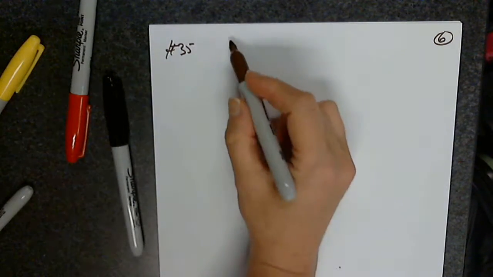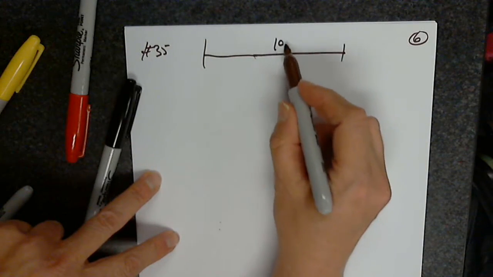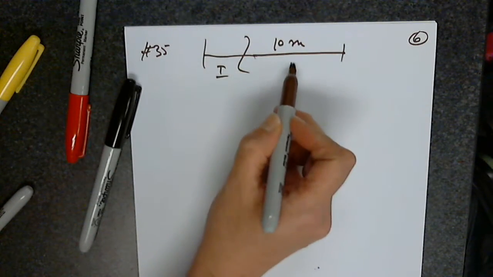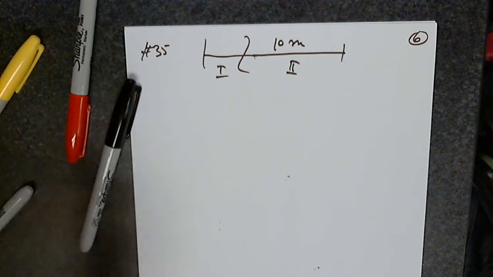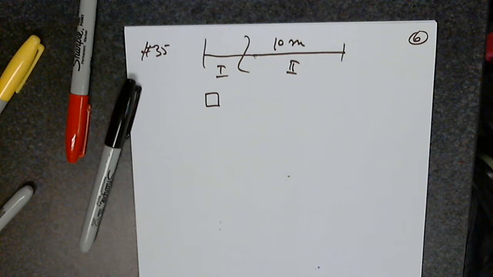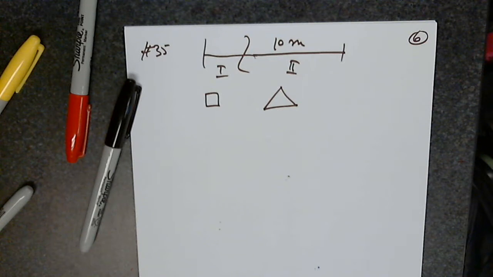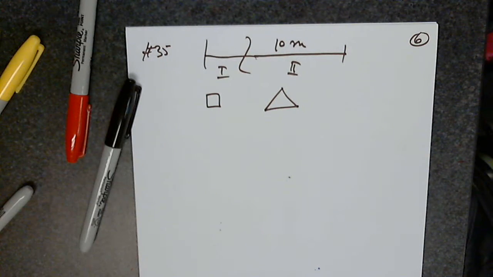A piece of wire 10 meters long is cut into 2 pieces. One piece is bent into a square, and the other is bent into an equilateral triangle. How should the wire be cut so that the total area enclosed is a maximum and then a minimum? One more time. A piece of wire 10 meters long is cut into 2 pieces. So I cut it right there. One piece is bent into a square, so I bend this into a square. And the other one is bent into an equilateral triangle. Fine. How should the wire be cut so that the total area enclosed is max, min?